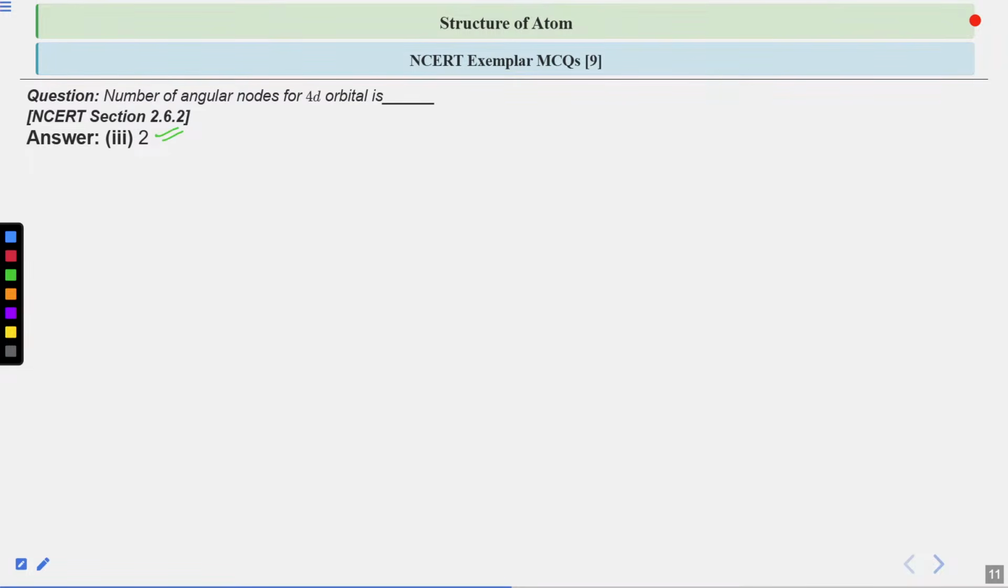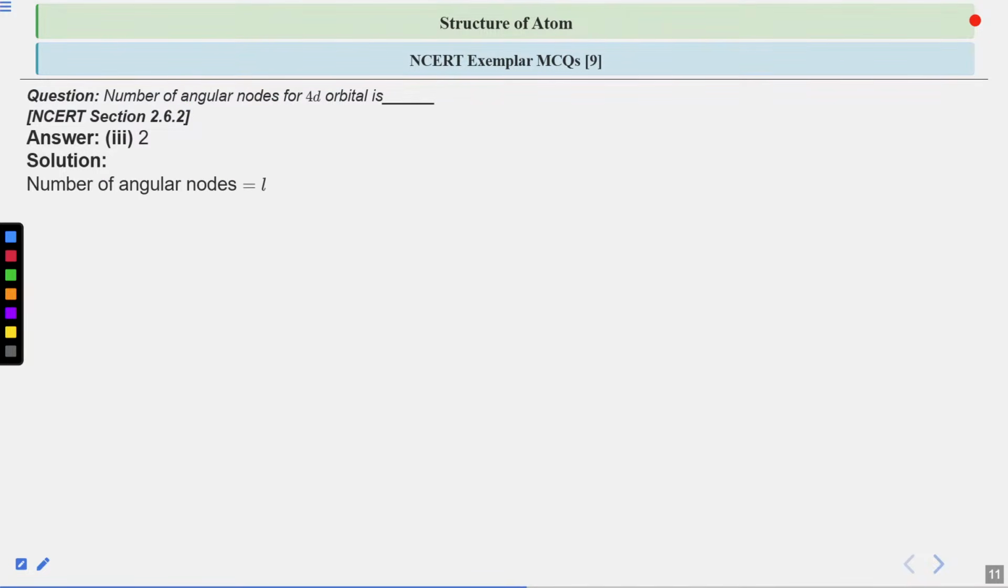Remember students, you are counting the number of angular nodes. So what is the value of angular nodes? It is always equal to the value of L. So for the d orbital, the value of L is 2. Therefore, the number of angular nodes is 2. If you are not able to solve it, no problem. It's very easy to understand, right? Once you remember that the number of angular nodes for any orbital is simply equal to the value of L, you will be easily able to solve it.